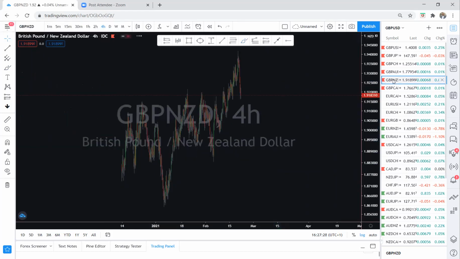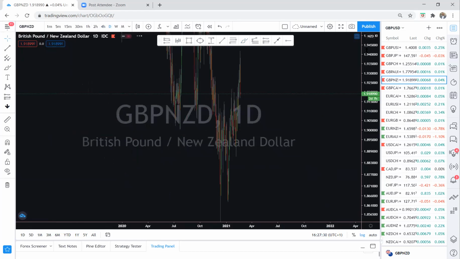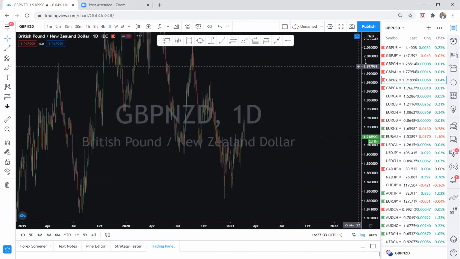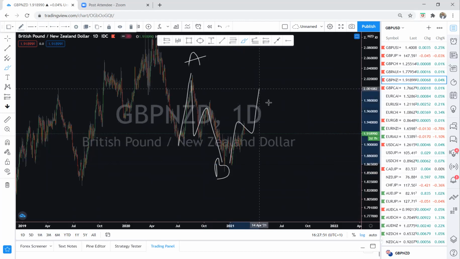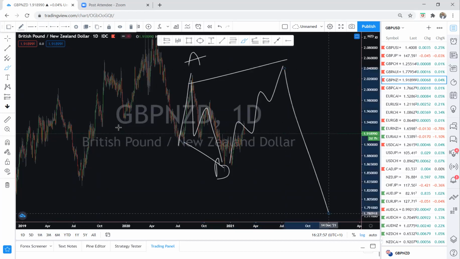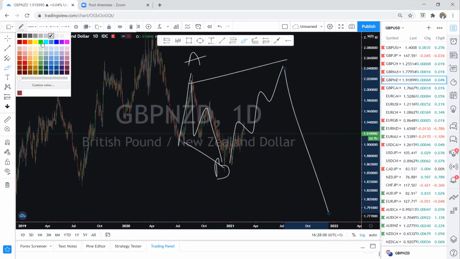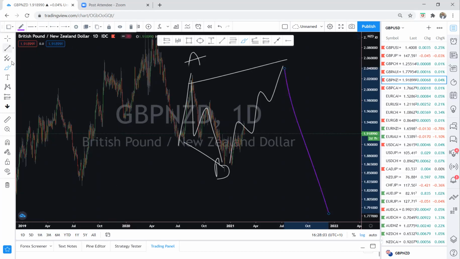GBP NZD in the daily. We also want this pair to make a beautiful move to the upside, because we see this as wave A. Then we have a 3-wave pullback as wave B. Then we also expect an impulse in 5 waves as wave C. If we can get this, then we'll have a beautiful move to the downside for continuation. This is what we expect from GBP NZD.